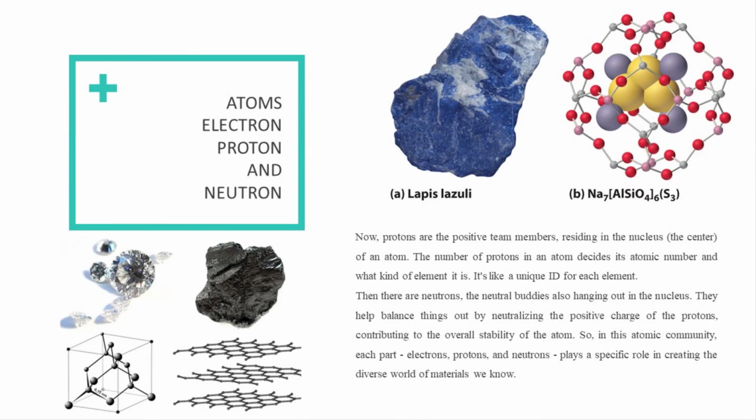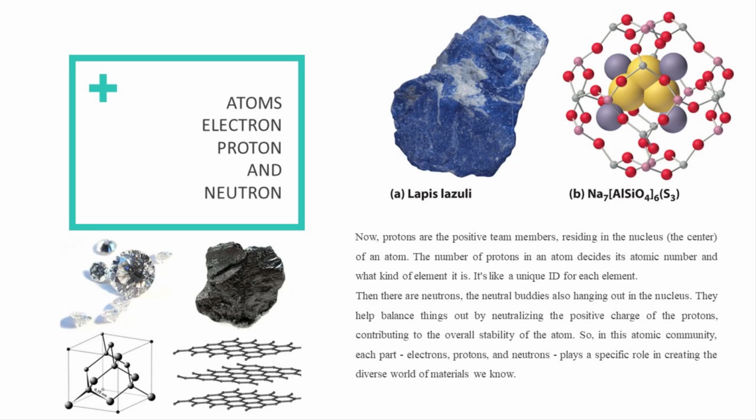Building on our previous slide, let's take a closer look at the roles of protons and neutrons. Protons can be thought of as the positive team members, located in the nucleus at the center of the atom. The number of protons in an atom not only defines its atomic number, but it also serves as its unique identifier, much like a fingerprint for each element.